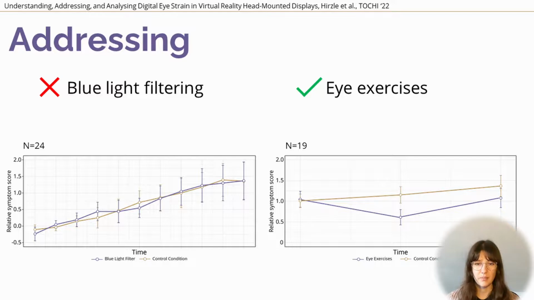So these are only two examples that I want to present here, but the basic result that we found is that eye exercises can have an effect on reducing DES symptoms, while blue light filtering did not show a positive effect. Eye exercises could be a solution, and they could be integrated into device use, for example by integrating them into user interface elements, for example buttons that would move in a certain direction. As such, users would perform an eye exercise without being required to do a specific task, as it would already be integrated into the usage of the device.